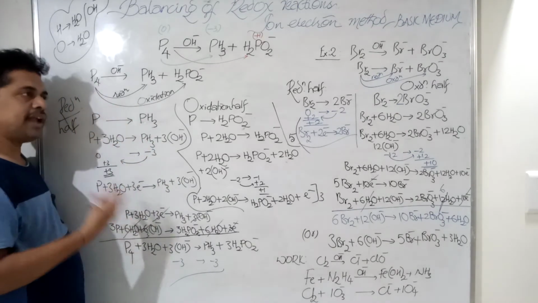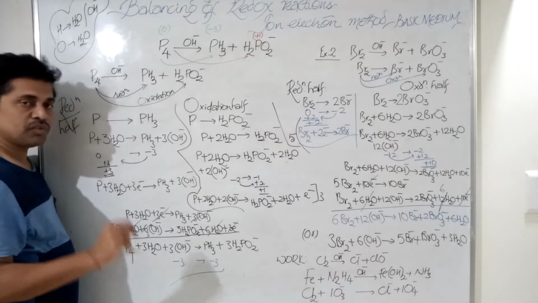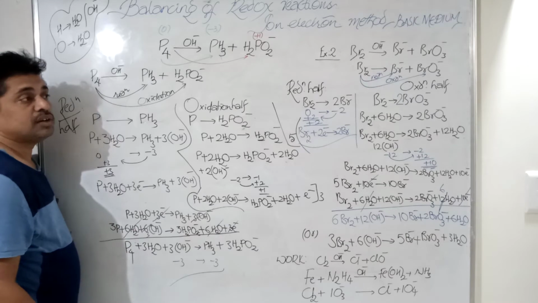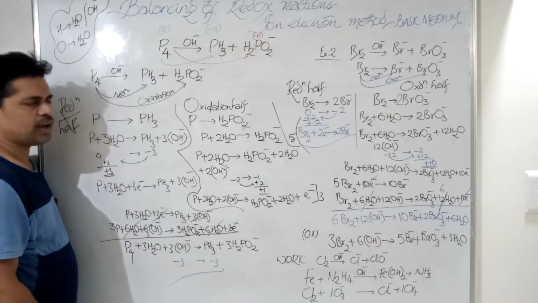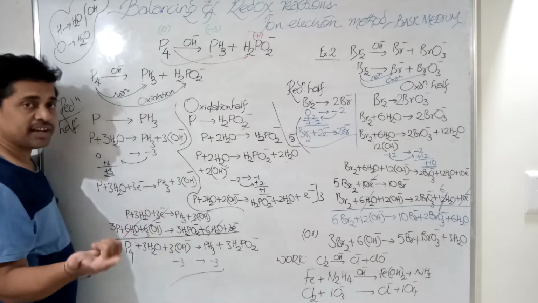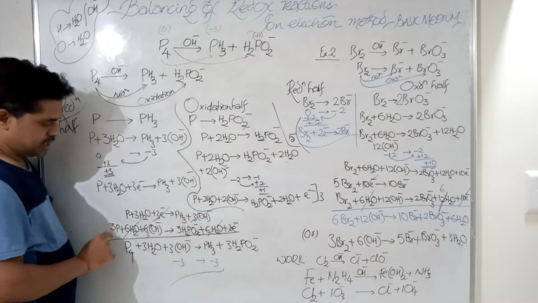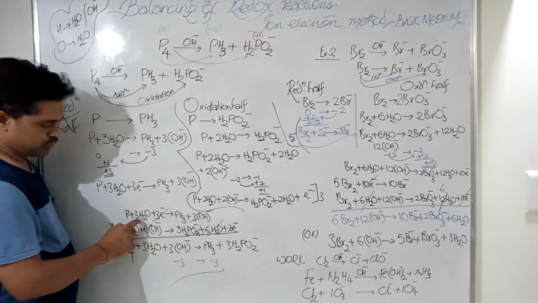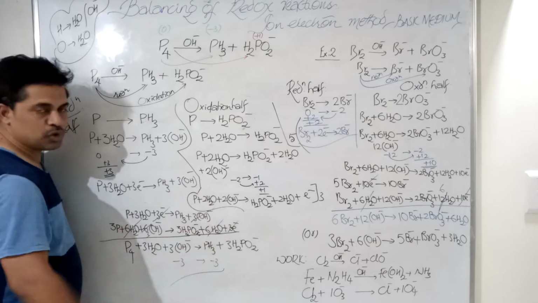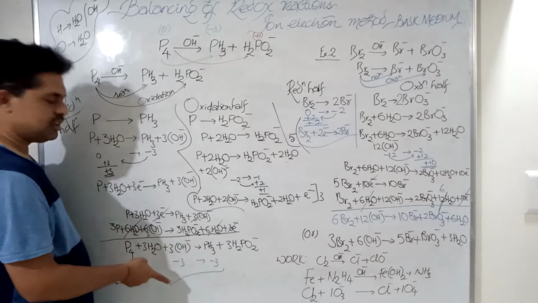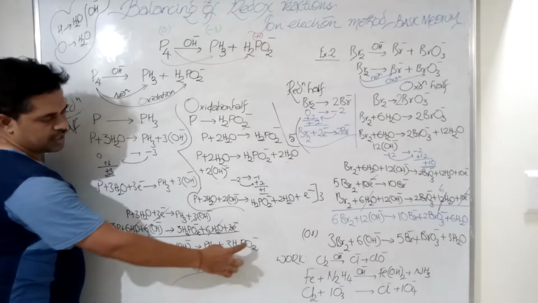Right? If you are getting 8P, you will be getting 2P4. Sir, if we get 5P, what we have to do? It's very simple, 5 by 4 P4. Okay, don't worry, you won't get like that. But if you are getting 5 by 4 P4, okay, not a problem, right? So P4 plus 3H2O plus 3OH minus gives rise to PH3 and 3H2PO2 minus. Job done. If you want, you can check the charges. It's -3. It's again -3.